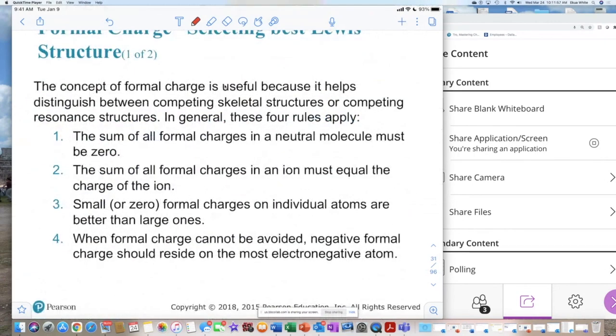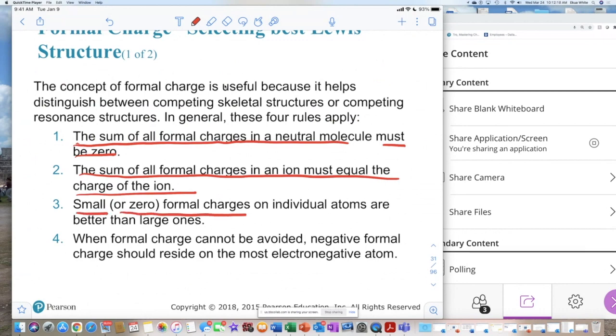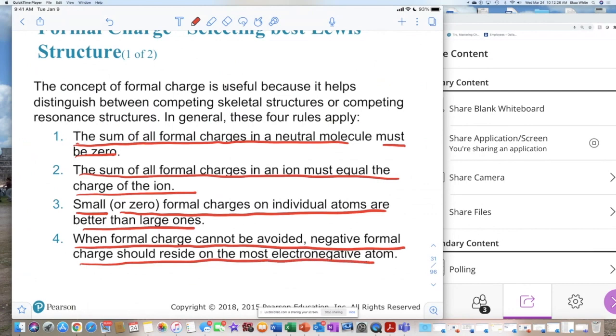Okay, so we've got lots of words here, and we're told if you have a compound that is neutral, the sum of all formal charges in the neutral compound must equal 0. The sum of all formal charges in the ion must equal the charge of the ion. Once again, as we are working this out, these rules will make sense. Okay, small or zero formal charges on an individual atom are better than large ones. When formal charges cannot be avoided, negative formal charge should reside on the most electronegative atom.